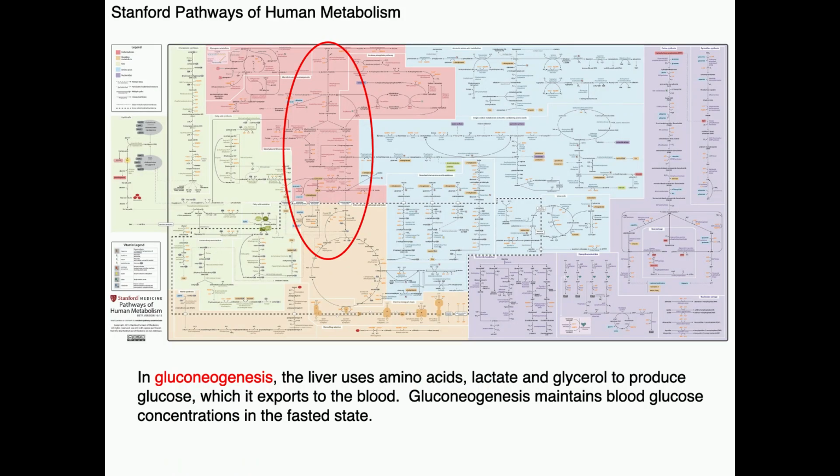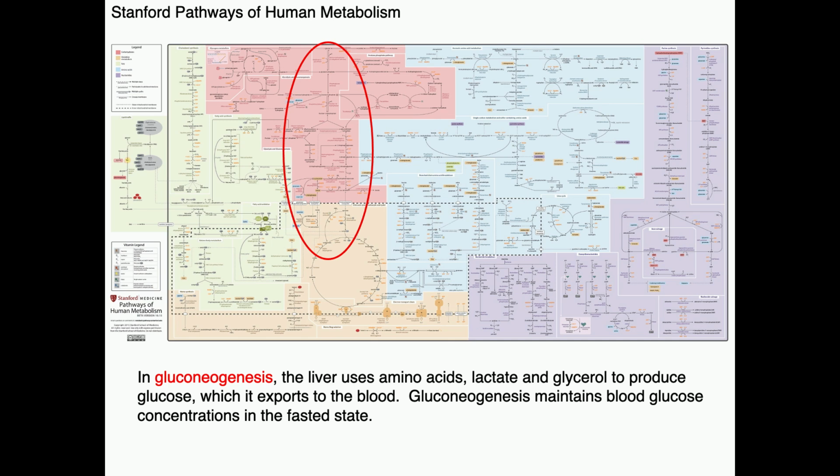Okay, so gluconeogenesis. Instead of glycolysis going from north to south, gluconeogenesis follows the same pathway on our metabolic map, but going from generally south to north. The purpose of gluconeogenesis is to use lactate, glycerol, and amino acids as substrates to build glucose and get it out into the blood to sustain those cells that are absolutely dependent on it.